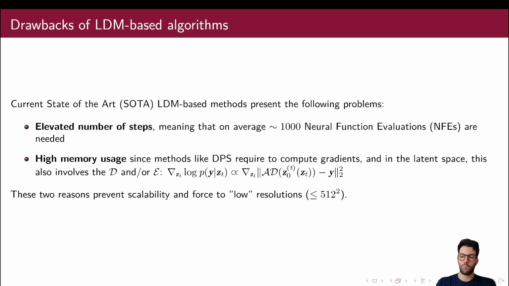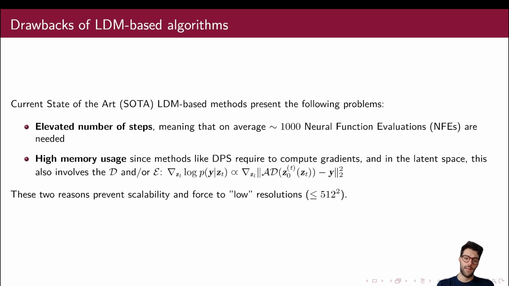For example, the first one is that diffusion models usually discretize an integration of an SDE or an ODE. This means that we need a lot of small steps to efficiently sample from the target distribution. And usually we can even need 1000 neural function evaluations.